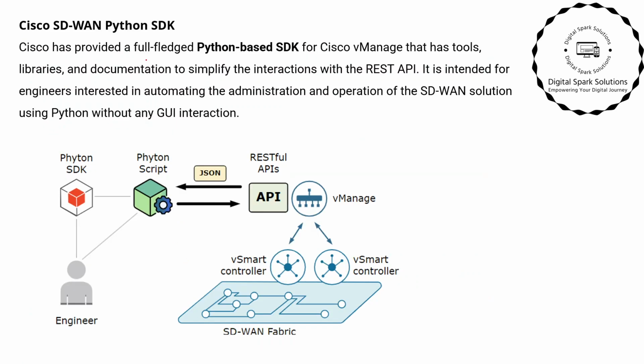Cisco SD-WAN Python SDK. Cisco has provided a full-fledged Python-based SDK for Cisco vManage that has tools, libraries, and documentation to simplify the interactions with the REST API. It is intended for engineers interested in automating the administration and operation of the SD-WAN solution using Python without any GUI interaction. There are many great things that you can do when using Cisco vManage programmatically.